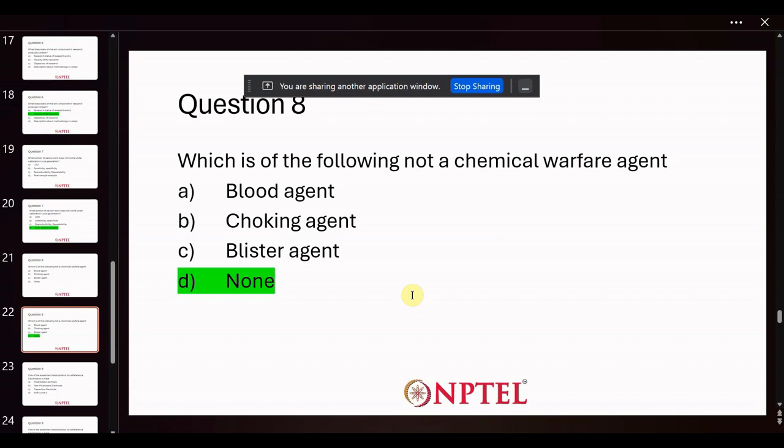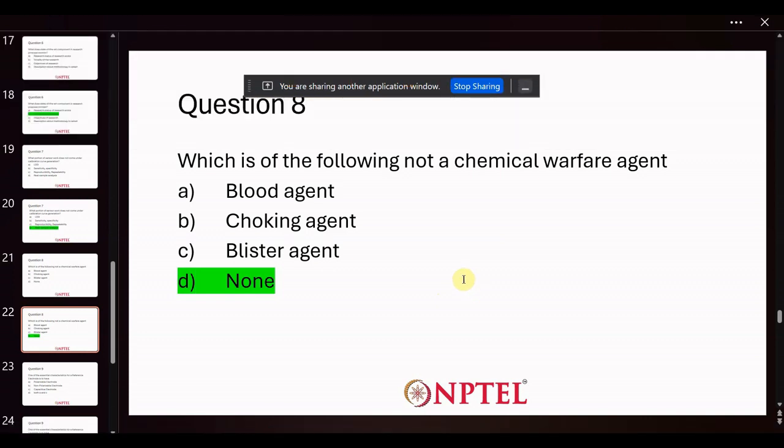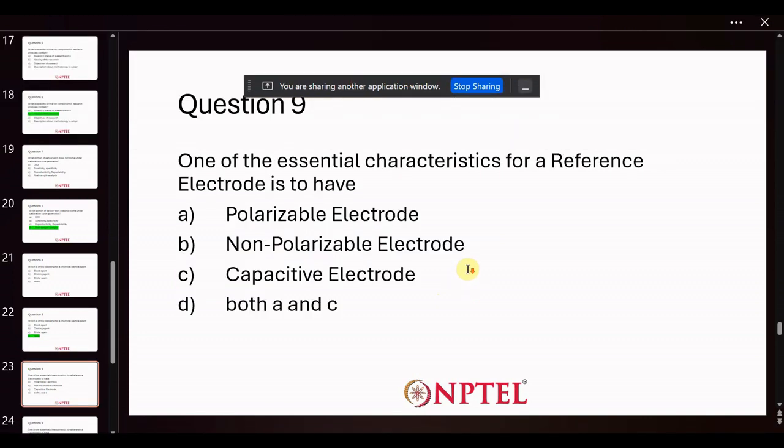So the answer is none. Not a chemical warfare agent, because all three are chemical warfare agents. So the answer is D, none. This is a fundamental question.